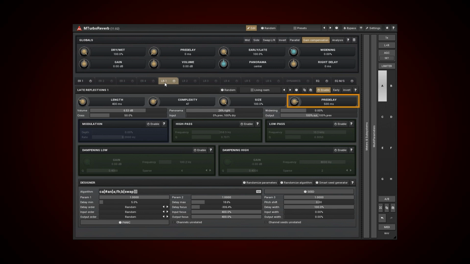The pre-delay is 500 milliseconds. However, we can't really feel it because there is not a reference we could use. Now, if I set the early-late parameter to 50%, we will hear 2 distinct parts of the reverberation, early and late reflections.